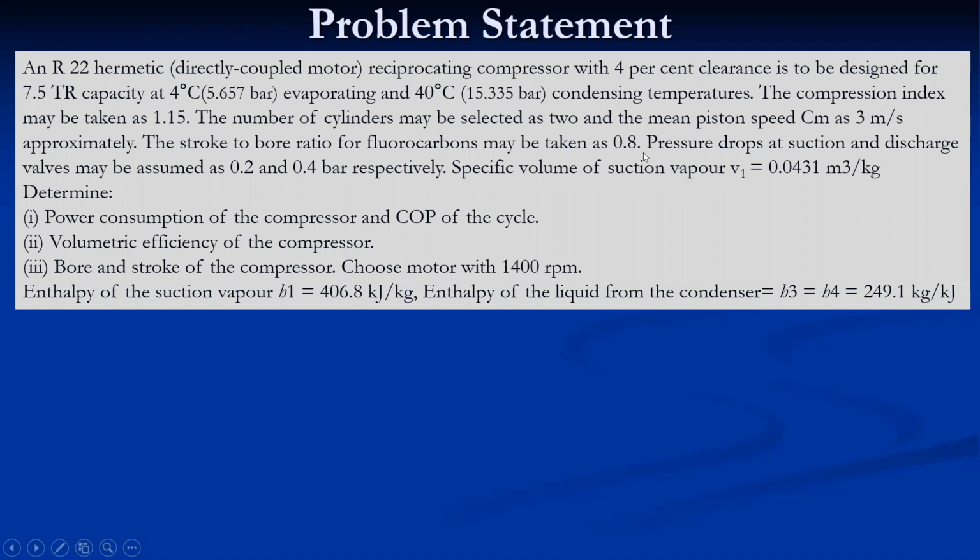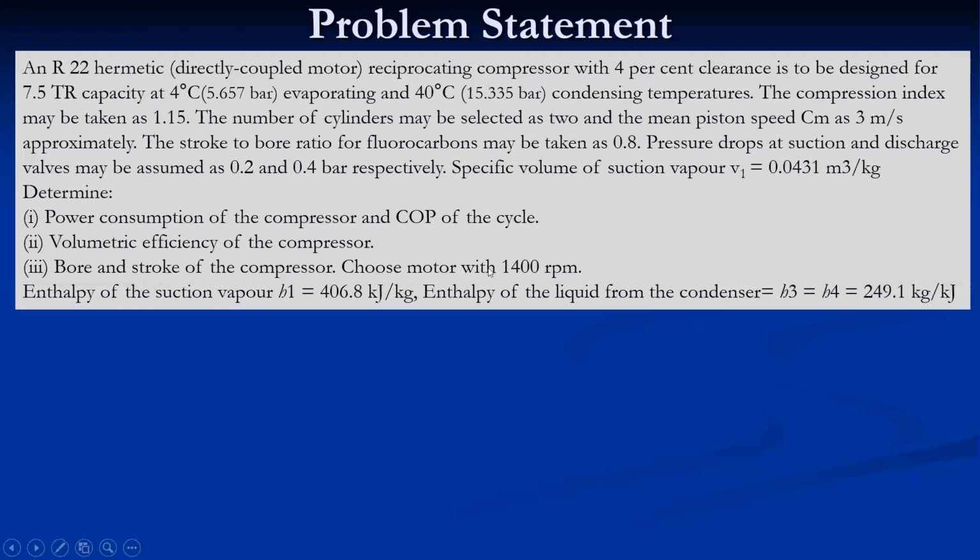The pressure drops at suction and discharge valves may be assumed as 0.2 and 0.4 bar respectively. So there is a drop in pressure at suction as well as at discharge due to the wire drawing effect. You will learn in the actual vapor compression cycle in TE how the pressure drops happen in the suction as well as delivery line. Then the specific volume of suction vapor is given, that is the specific volume at the inlet of the compressor, which is required to calculate the mass flow rate. And we have to determine the power consumption of the compressor, COP of the cycle, volumetric efficiency, and bore and stroke of the compressor.